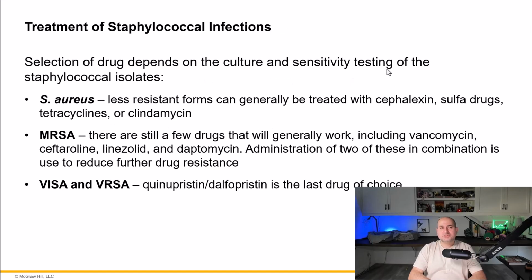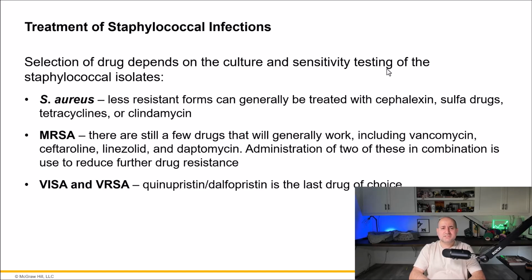So how do we treat staph infections? Well, you have to select the correct drug. It depends on the sensitivity testing. Remember the Kirby-Bauer test that we talked about previously in a previous chapter? A Kirby-Bauer test must be performed to determine which drugs Staph aureus would be susceptible to.